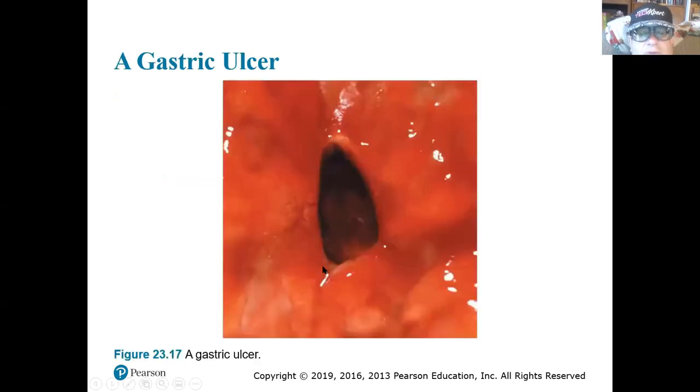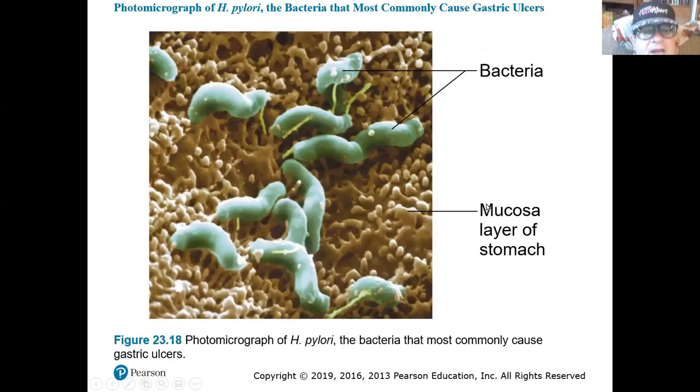All right, so moving on. Oh, and there's a picture of one. Doesn't it look painful? It should. It's disgusting. All right, and there we have the Helicobacter pylori screwing things up. Bad.